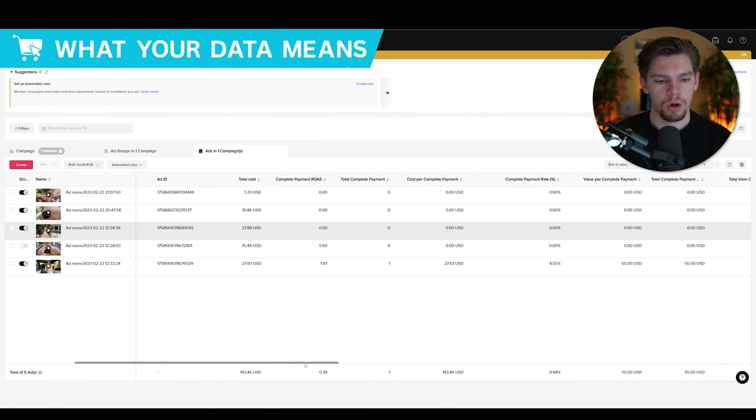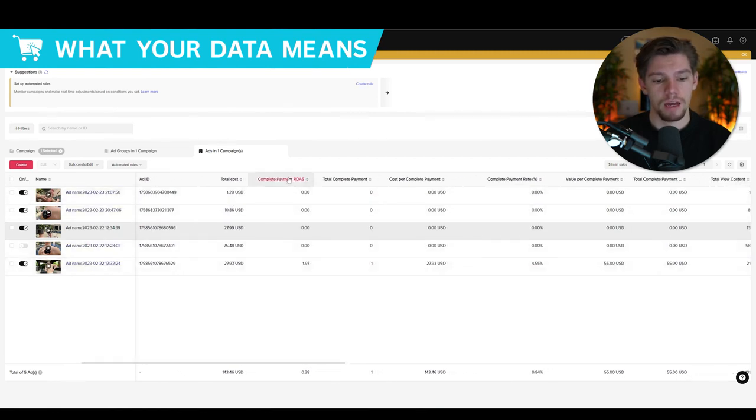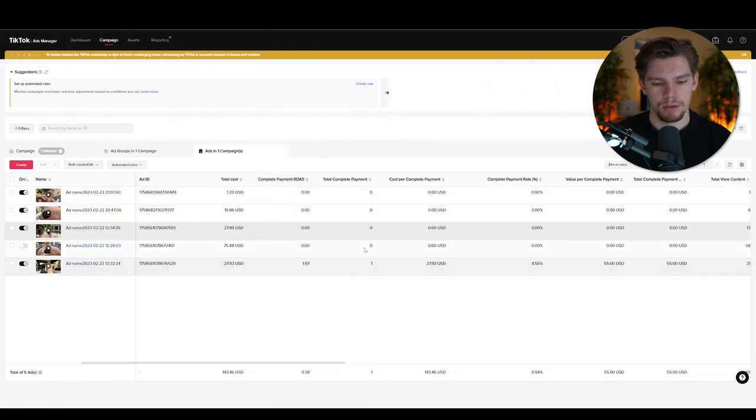So now let's jump in and start understanding what all of this data and analytics mean. What does each column mean? What are they talking about? And how can I make the best decisions based on what it's telling me? So let's just quickly first go over all the columns. We have our total cost. We have our ROAS, which we know what that means, right? Complete payments.